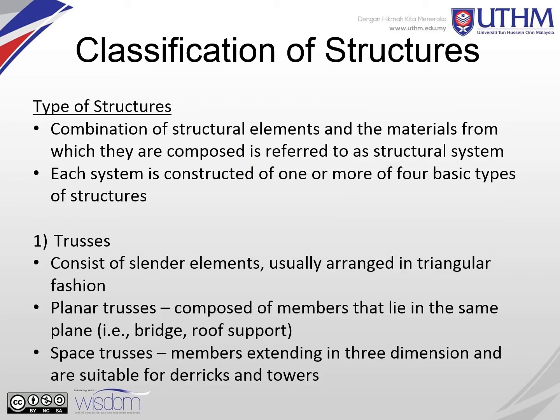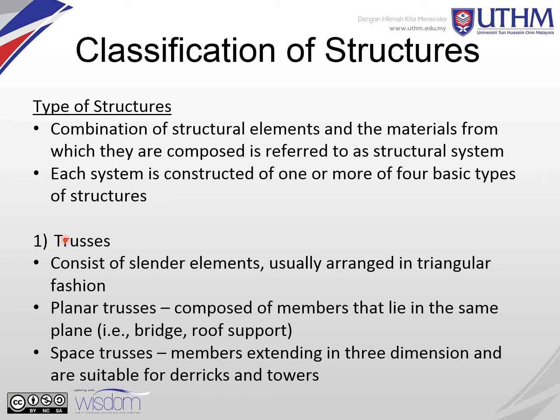So now we go to types of structures. Just now were the three types of structure elements, and now we go to the types of structures. Structures are a combination of structure elements, and the materials from which they are composed are referred to as a structural system. Each system is constructed of one or more of four basic types of structures.